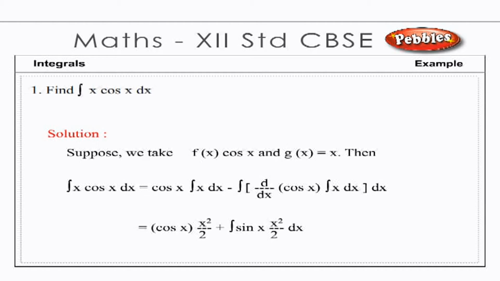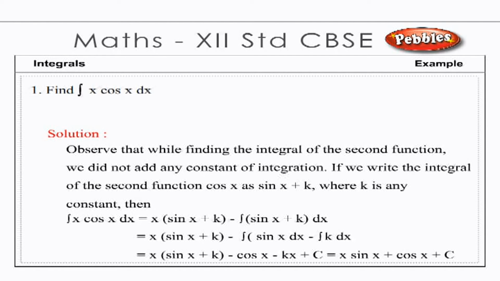Suppose we take f(x) = cos x and g(x) = x. Then ∫ x cos x dx = cos x ∫ x dx - ∫ [d/dx(cos x) ∫ x dx] dx = cos x · x²/2 + ∫ sin x · x²/2 dx.